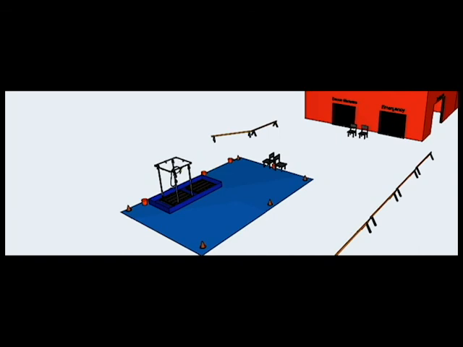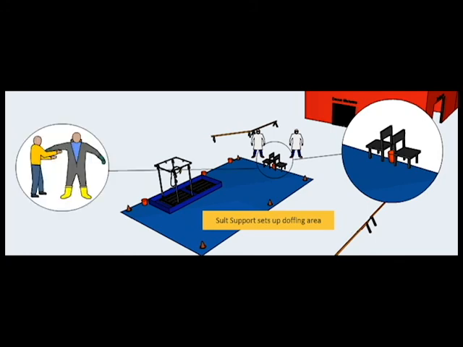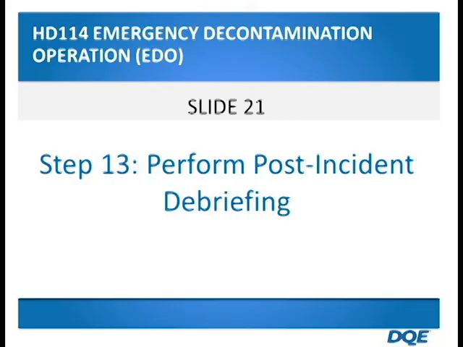Once all patients are through the system, the suit support team sets up a doffing area at the exit end of the hospital decontamination zone and gets ready to assist the operations team in doffing their personal protective equipment.